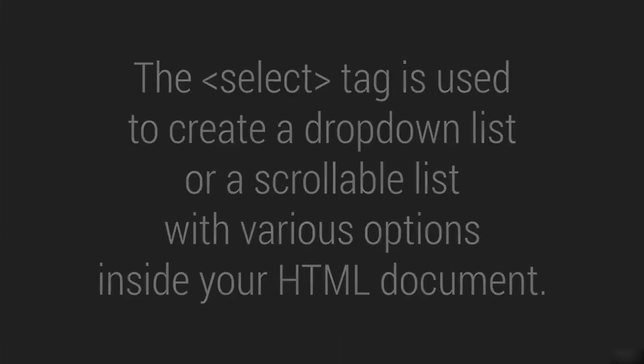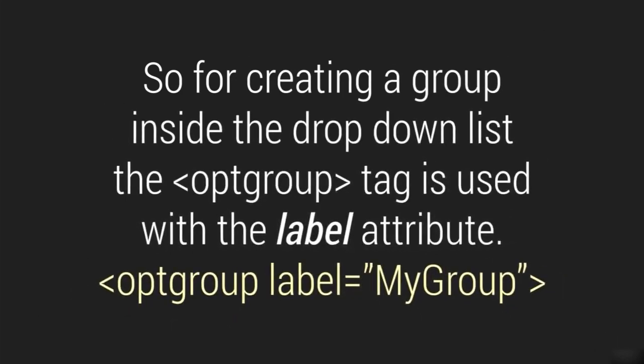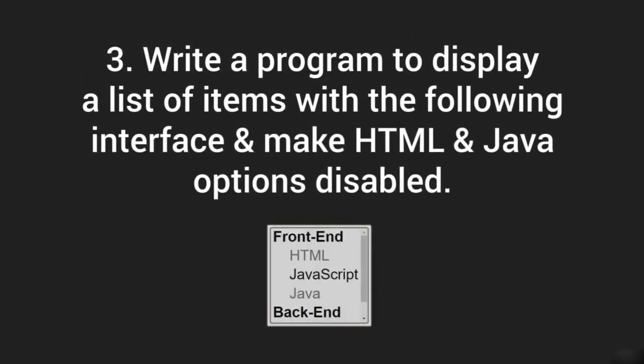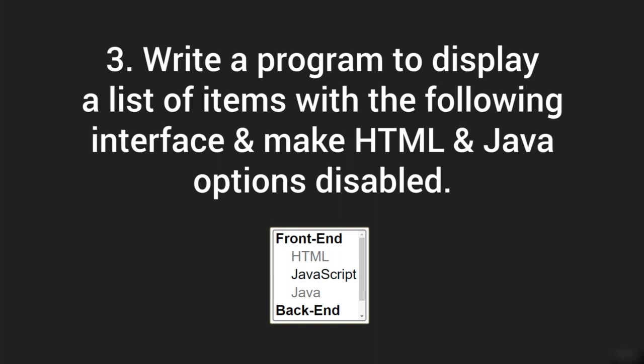The second question is how to create a group inside the select tag list. For creating a group, we use the optgroup, that is option group, tag, like we have done in this example, and that creates a group for the items. Now there is a practical question: write a program to display a list of items with the following interface and make the HTML and Java options disabled.